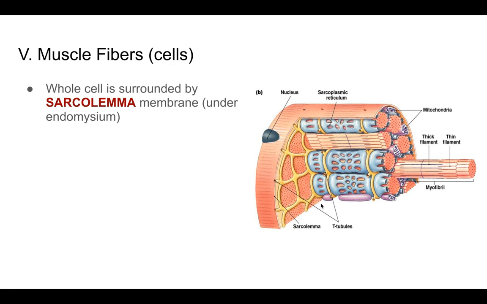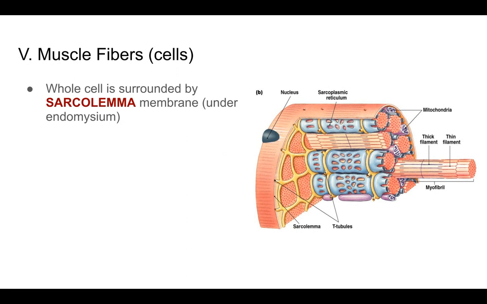So here are a bunch of new vocab words. I've tried to put the vocab words that need to be labeled on the diagram in red so that you can see them as they pop up, and then you can reference the diagram and label it correctly. Label the diagram in your notes correctly. So let's start with this: the entire muscle fiber is surrounded by a membrane, and that membrane is called the sarcolemma. And that membrane sits just underneath the endomycium.